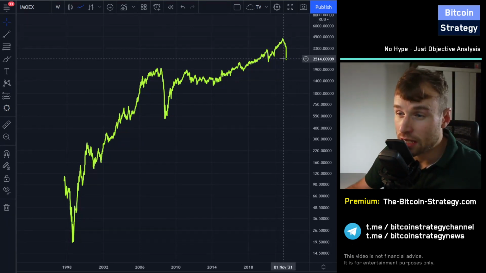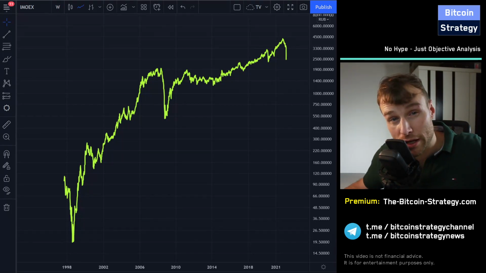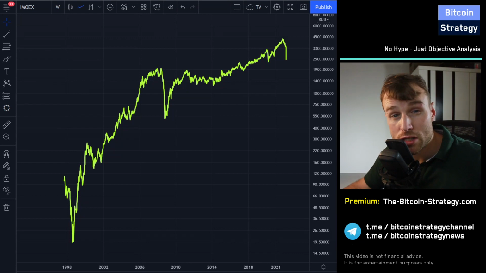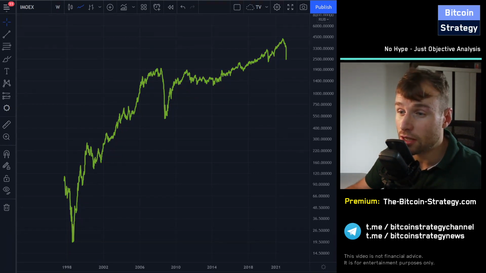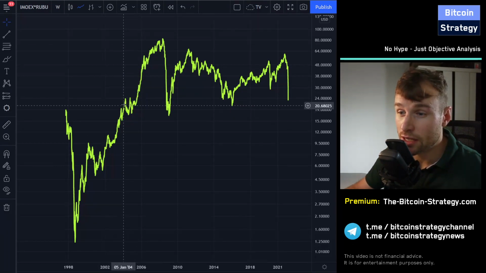But this is, again, the index measured in ruble. And so when you want to buy an iPhone, for example, or anything else that's of value that's outside of your country, you have to look at the index measured in US dollars. And this looks way worse, right? This looks like zero progress in the last 17 years, roughly.